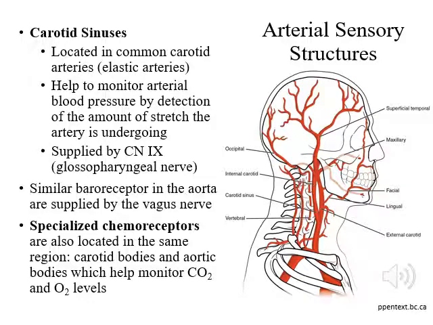The elastic arteries are also an area where we will find specialized arterial sensory structures. First off, we have the carotid sinuses. These are located at the common carotid artery branch. They act as baroreceptors in the carotid sinus to help maintain arterial pressure by detecting the amount of stretch that the artery is undergoing. This area is supplied by cranial nerve 9 or the glossopharyngeal nerve. We have a very similar baroreceptor that's located in the aorta, and it is supplied by the vagus nerve. We also have specialized chemoreceptors that are located within the same regions, called the carotid bodies and aortic bodies, and these help monitor both carbon dioxide and oxygen levels.